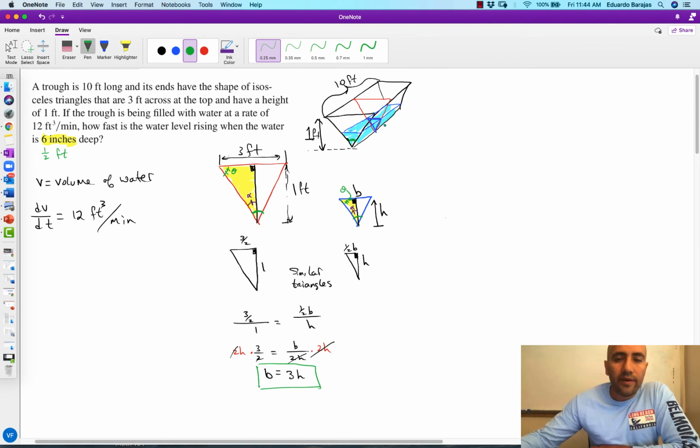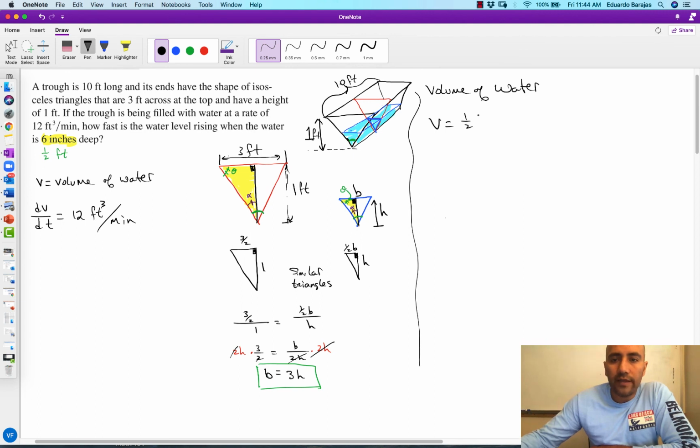Okay, so now thinking about the formula for the volume of the water. The volume is going to be equal to the area of a triangle. Area of a triangle is always 1/2 times the base times the height. That'll give me the area of the triangle.